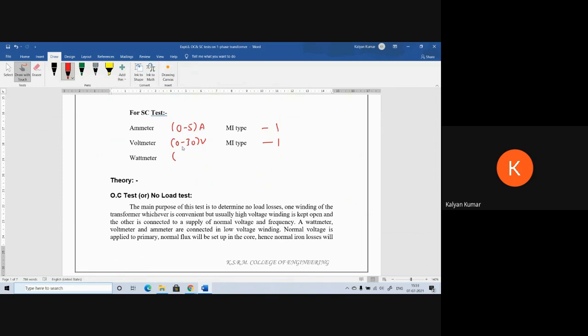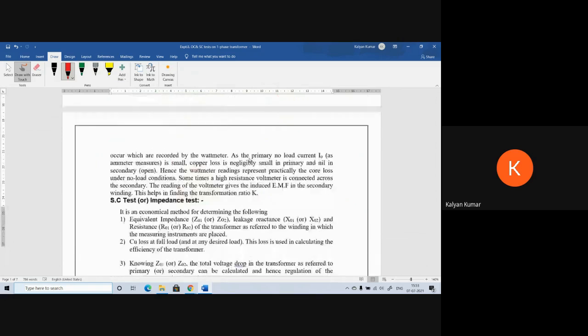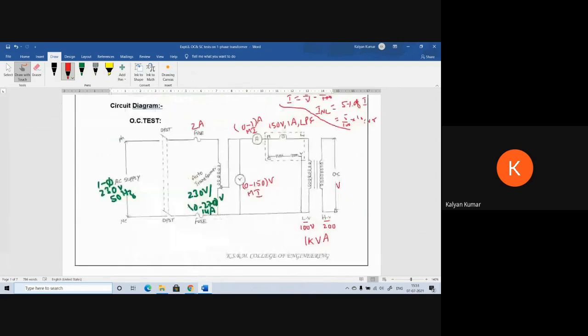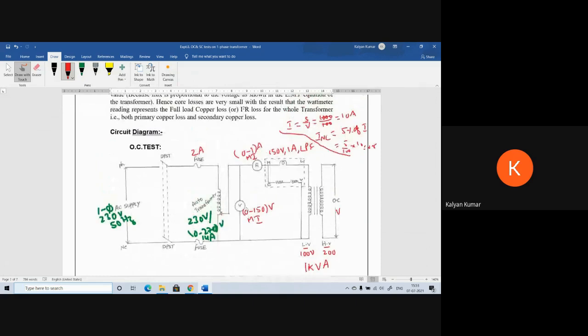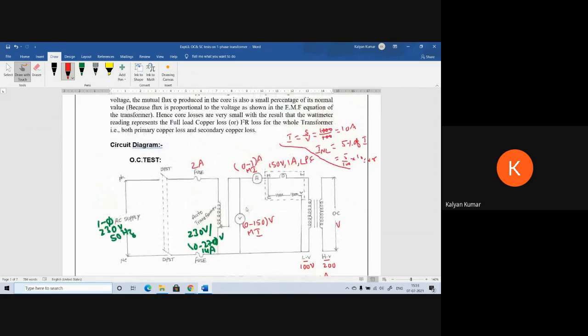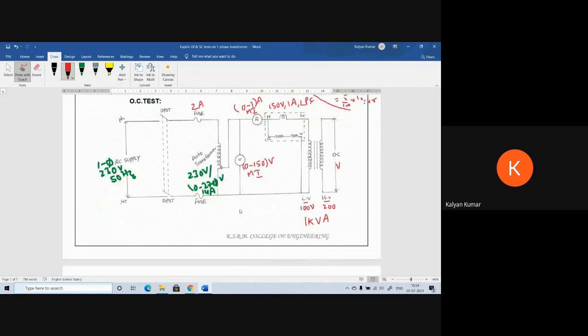Wattmeter is 30 volts, 5 amps, UPF. So this is also 1 number. So these are the equipment, that is meters, required in addition to the transformer and auto transformer. Now with the arranged meters, you can make the connections as given in this circuit, and if you conduct the test, you will get the readings. The procedure, how we are going to connect the test, has been explained in another video. Now in this video, I am explaining the calculations.